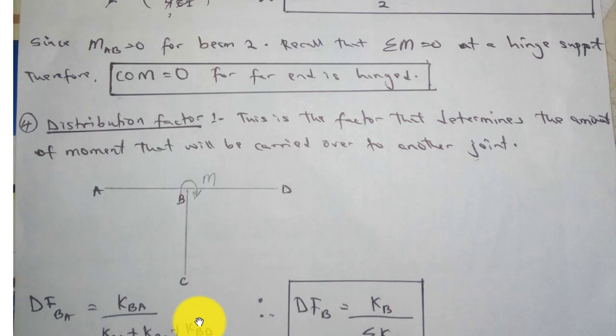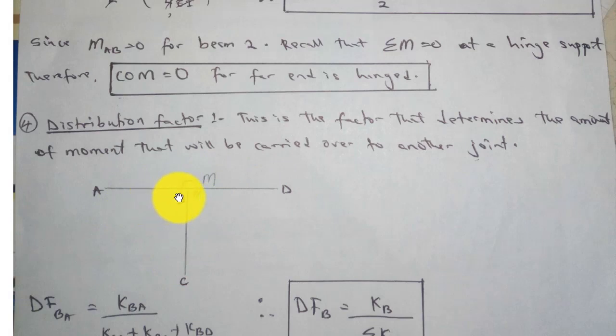You understand? Assuming the externally applied moment here is 50. So it's not determined. How will you now distribute it so that everything becomes zero? Maybe the moment here will be 25, the moment here will be minus 50, and the moment that will come here will also be 25. So at the end, you say minus 50 plus 25 plus 25, you have zero.